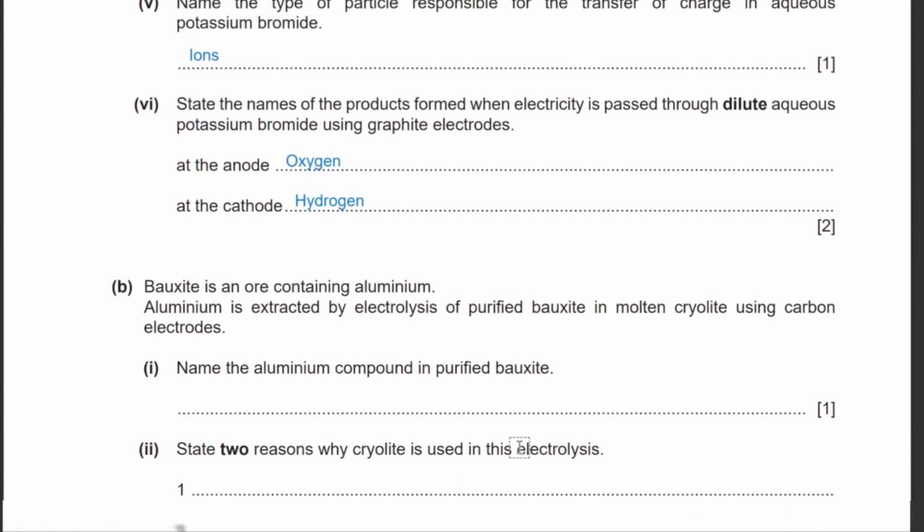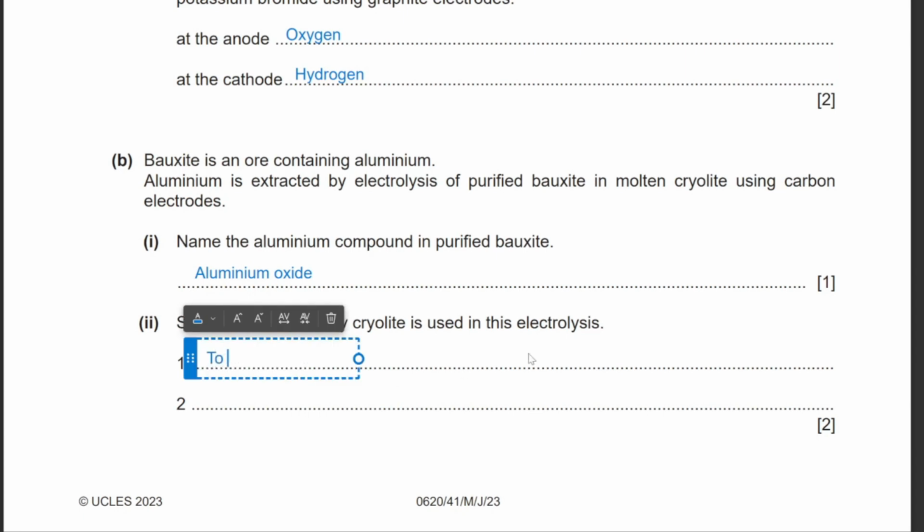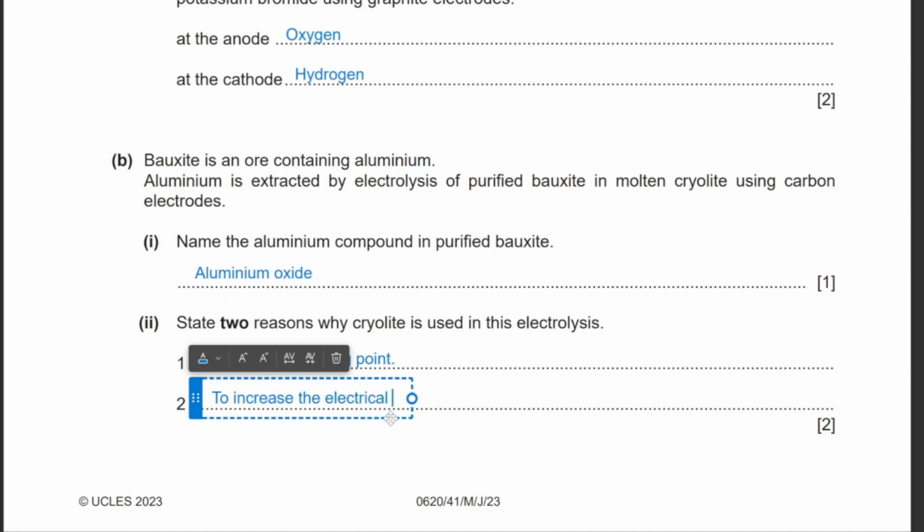At the cathode, we would have hydrogen forming because there is no metal here that's below hydrogen in the reactivity series. Part B. Bauxite is an ore containing aluminium. Aluminium is extracted by electrolysis. Name the aluminium compound in purified bauxite. That's aluminium oxide. State 2 reasons why cryolite is used in this electrolysis: to lower the melting point. The second point would be to increase the electrical conductivity.